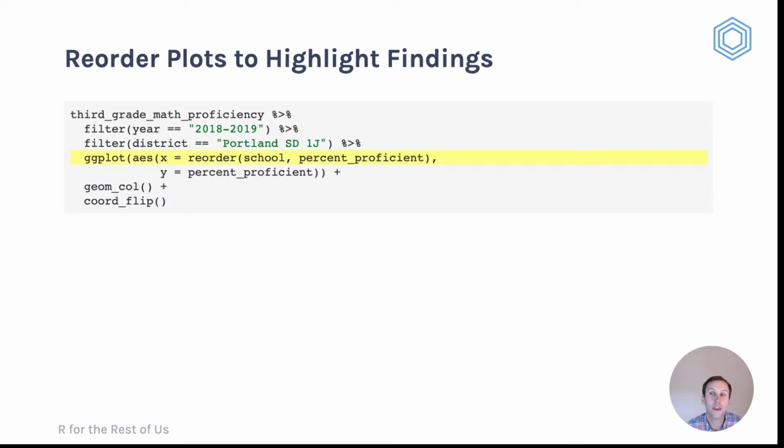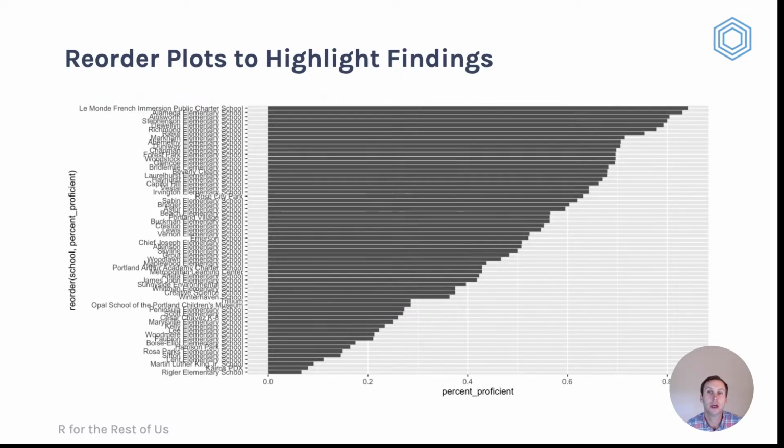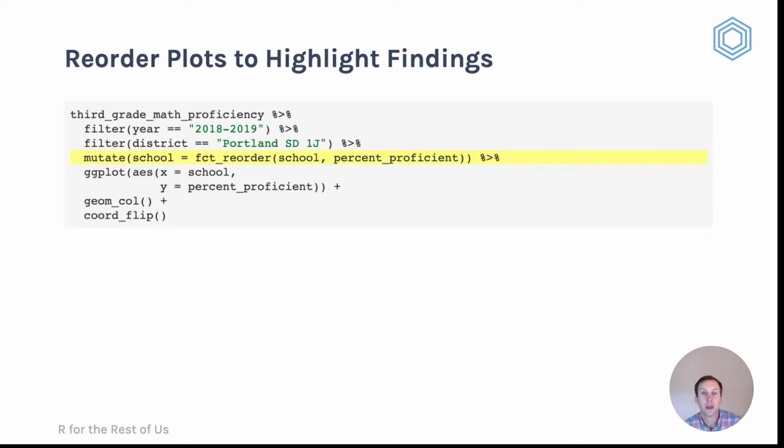That's how we can do it within our ggplot function. Another way to do it is using a function from the forcats package. It's fct_reorder. And this enables us to reorder. It's going to be really similar to the reorder function, but we're going to actually do it in a line before we actually get to the ggplot, right? You can see I've added this mutate line here.